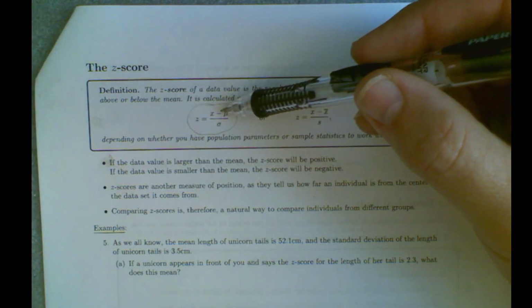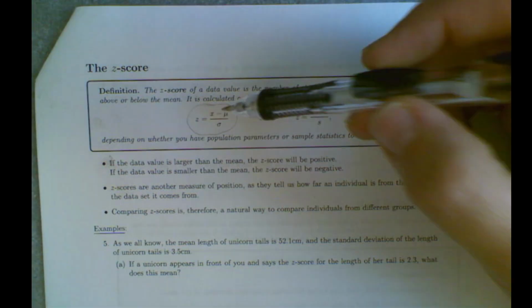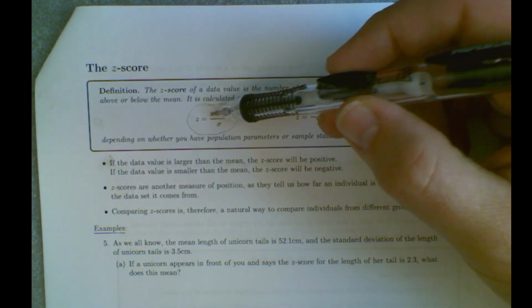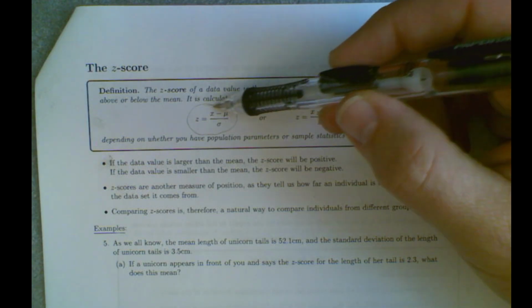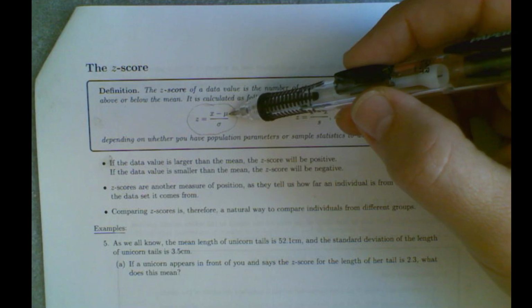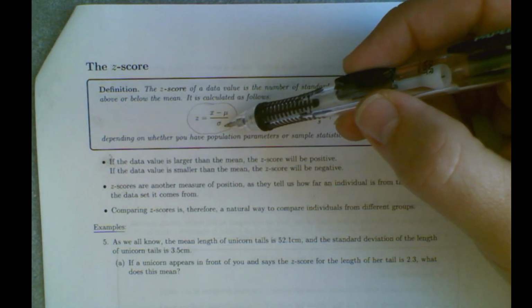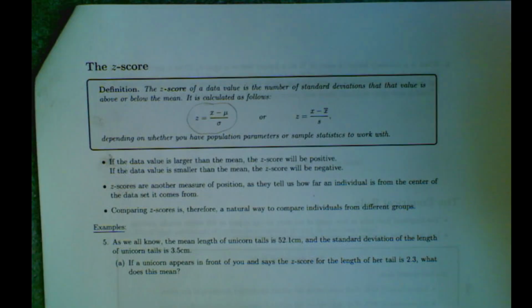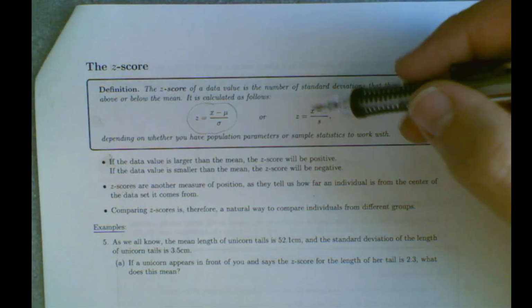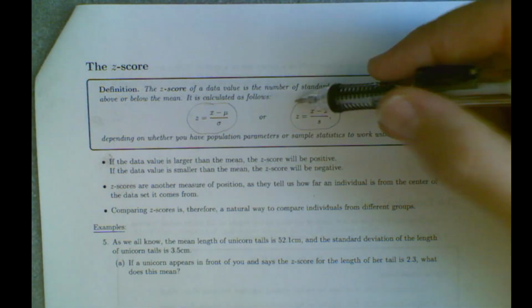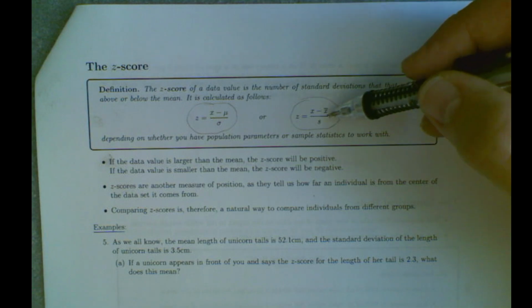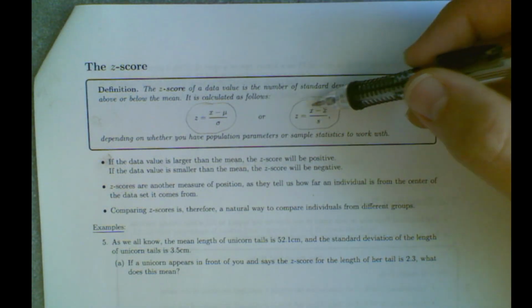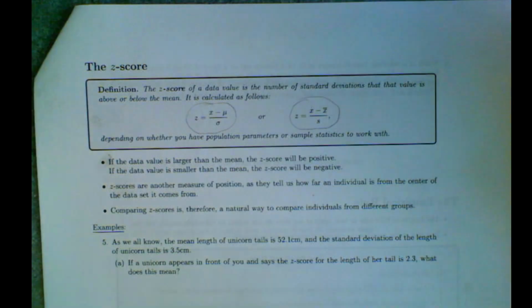The z-score is the number of standard deviations from the mean. So you first find the distance from the mean. This is the observation minus the mean. That gives you the distance from the mean. And then you would divide that by the standard deviation to give you the number of standard deviations that distance is. This formula is saying exactly the same thing, but it's using sample statistics instead of population parameters. So it's still observation minus mean divided by standard deviation.